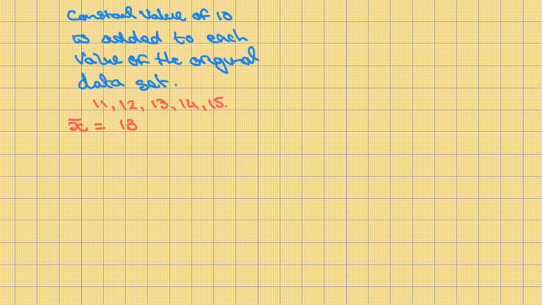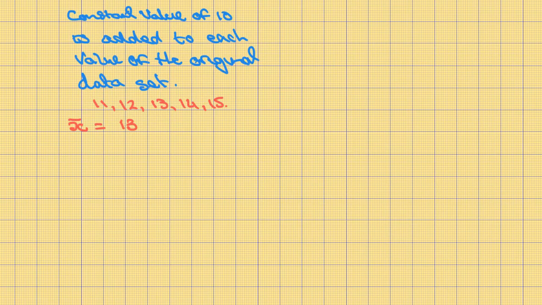So in general, if you add a constant value to each piece of data in a set, the new mean is the old mean plus the value added to each piece of data. Another question they might ask you is, how is the variance or the standard deviation changed? Well, let's look at the data. It's still spread out in the same way. The 11 is still 2 away from 13. The 15 is still 2 away from 13. The 14 is still 1 away from the 13.